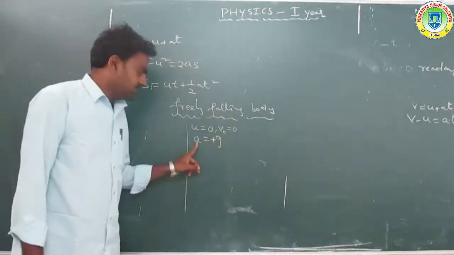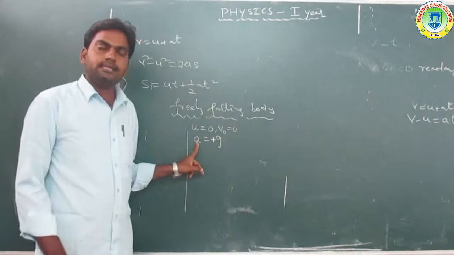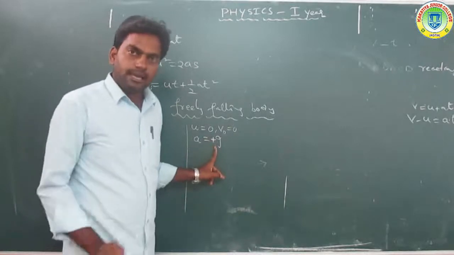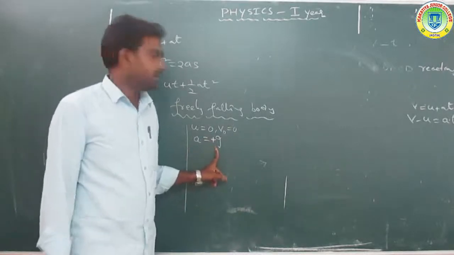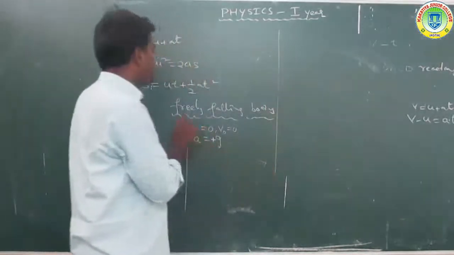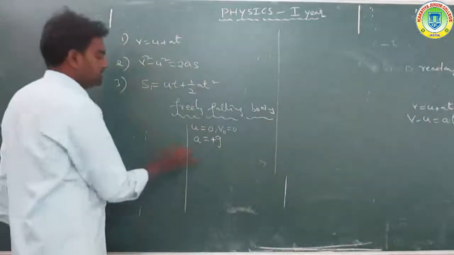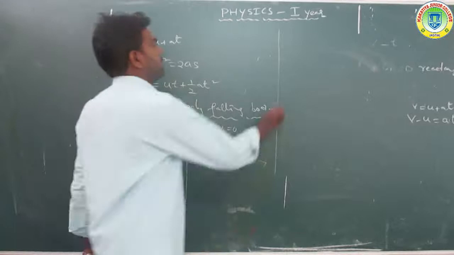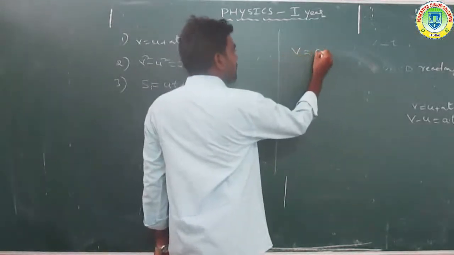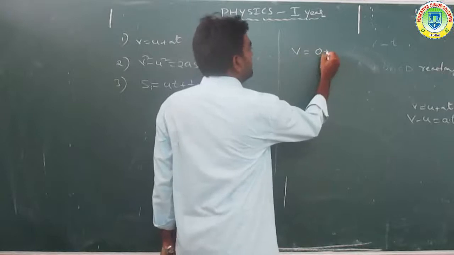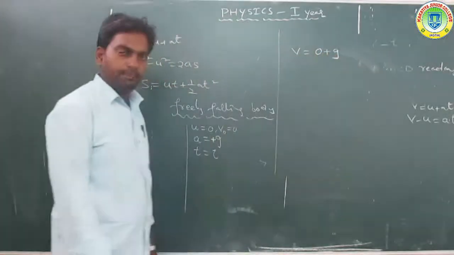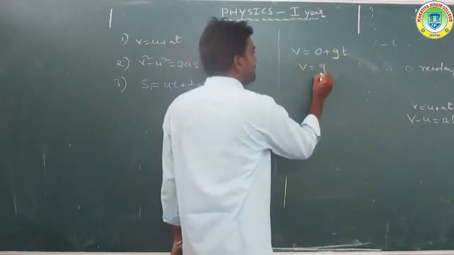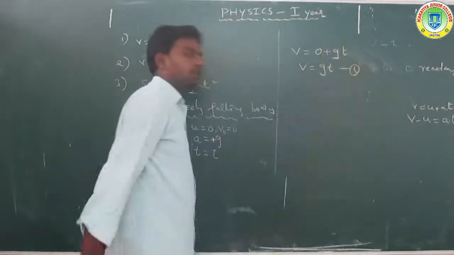The acceleration to reach the ground is taken as plus g. Now these are applied in the equations, with the time period t. Substituting in the first equation, v is equal to u plus at, u is nothing but 0, a is plus g, and the time taken is t. So v is equal to gt is the first equation for a free falling body.